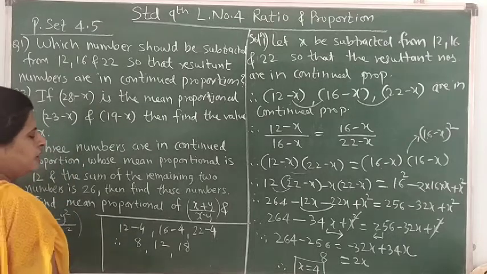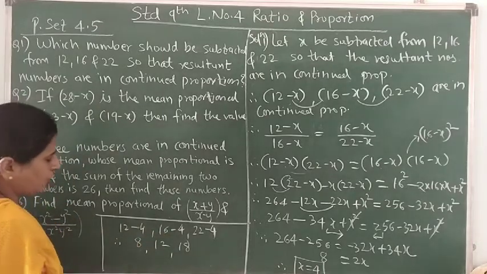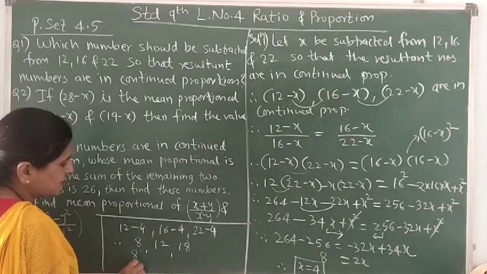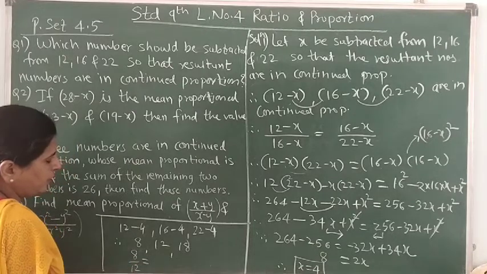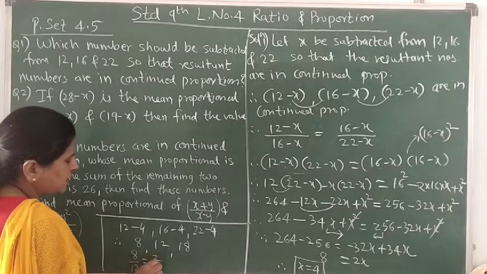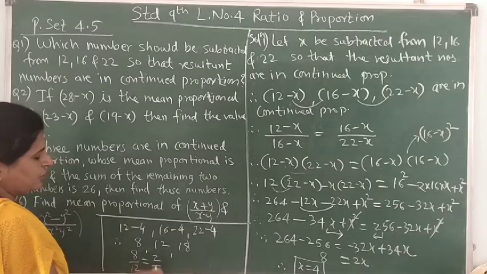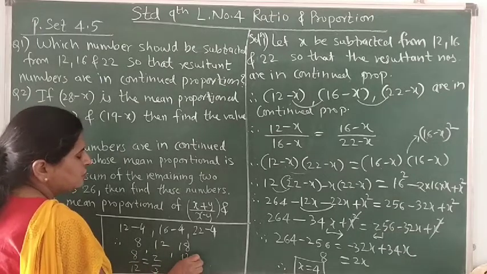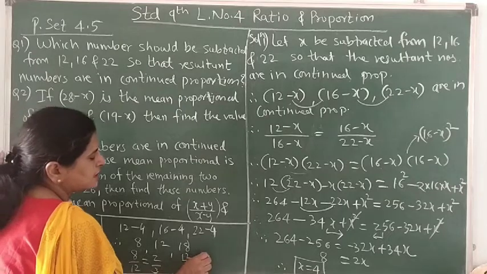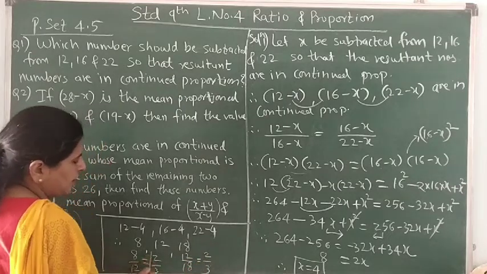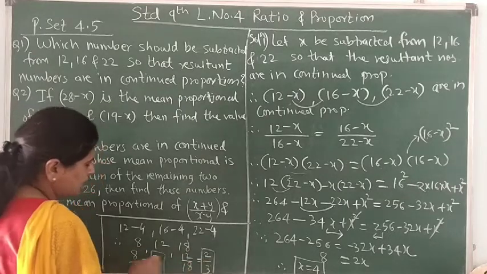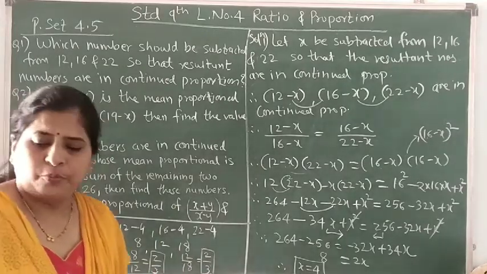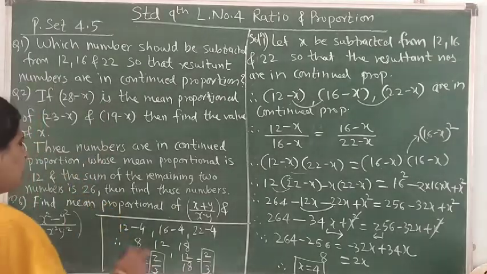We need to check whether these three numbers are in proportion or not. For that, take the ratio of first and second. 8 upon 12. Dividing by 4, 4 2s are 8, 4 3s are 12. The ratio is 2 upon 3. And what is the ratio of 12 upon 18? If you divide both numbers by 6, 6 2s are 12 and 6 3s are 18. As the reduced form is the same, these three numbers are in continued proportion. So we have got this answer.